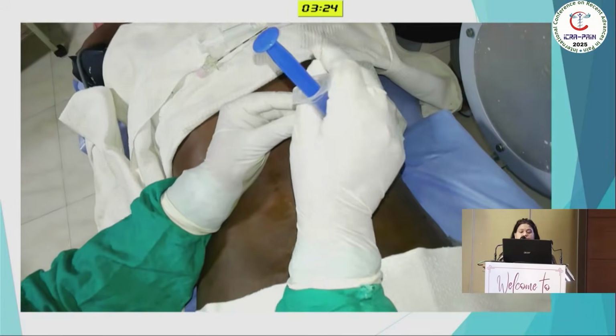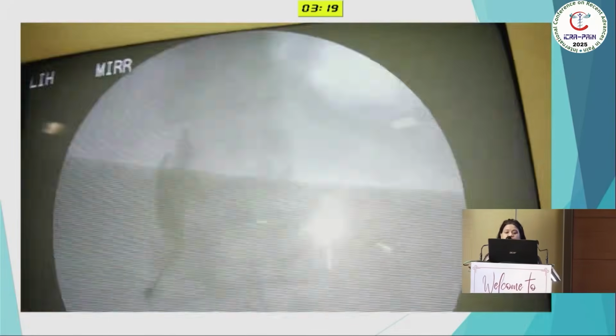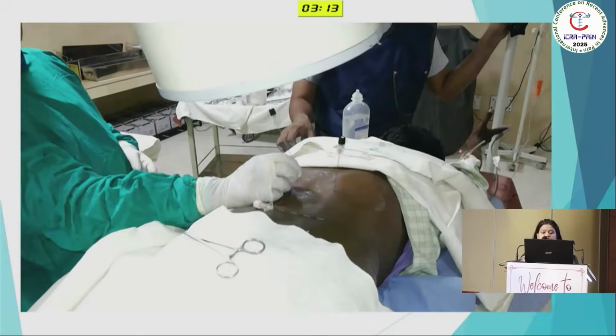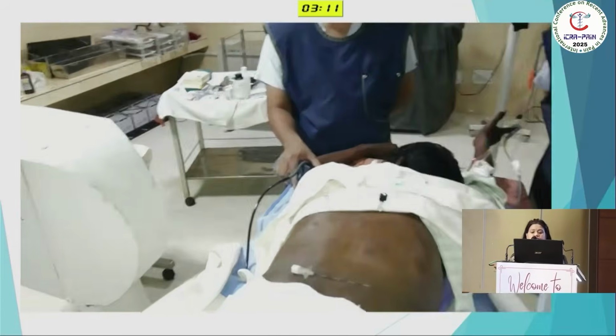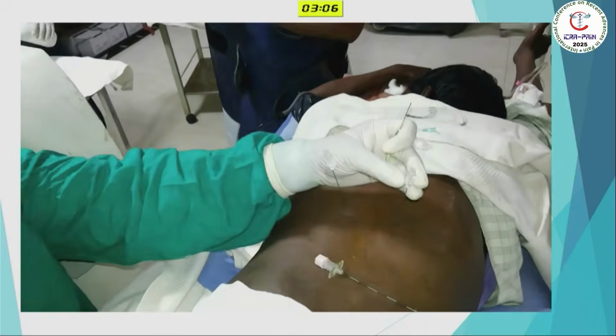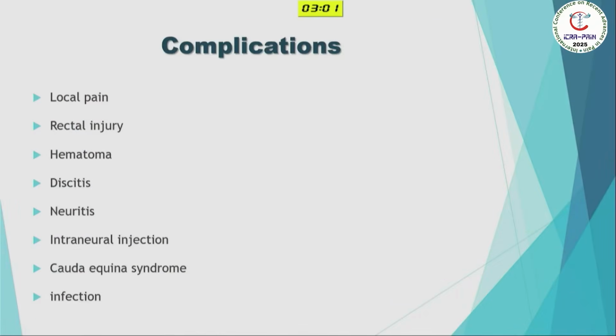This is a patient who has had CABG and is in the supine position, and the video is not very good, but I am doing the intradiscal procedure, and these are the two bilateral sites. We have given the dye. Then after that, we have given 10 ml of absolute alcohol with Xylocard. The main complications in this procedure are local pain, rectal injury, hematoma, discitis, neuritis, intraneural injections, cauda equina syndrome, and infections.